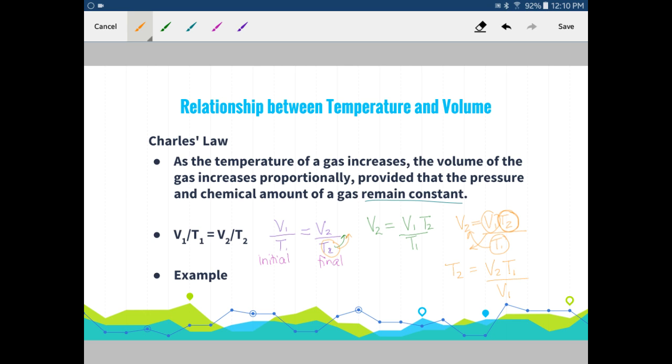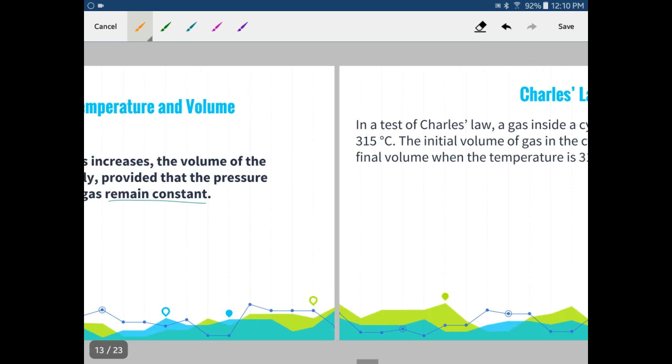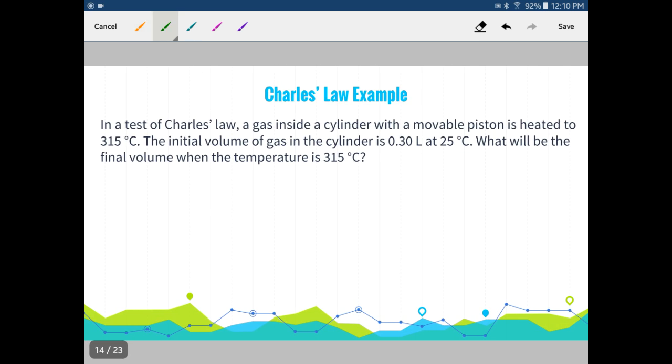Now let's take a look at an example of what this might look like. Again, I'm just going to underline some words as we go through to make sure that we are making sense of this question. In a test of Charles' law, a gas inside of a cylinder with a movable piston is heated to 315 degrees Celsius. The initial volume of the gas in the cylinder is 0.3 liters at 25 degrees Celsius. What will be the final volume when the temperature is at 315 degrees Celsius?